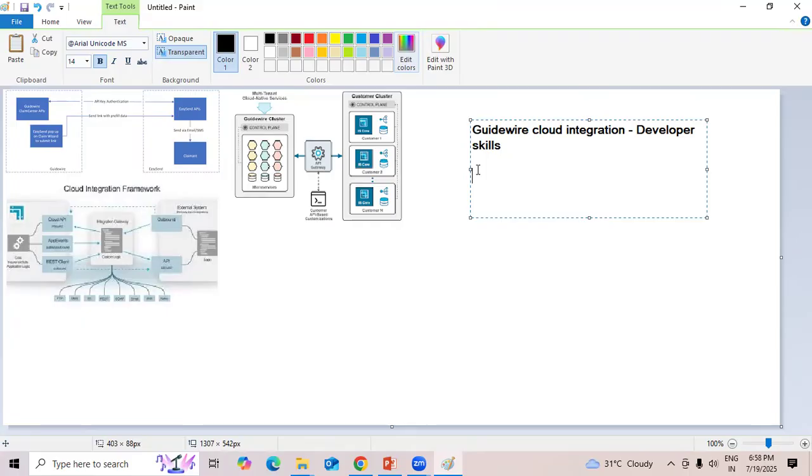So, when we are moving towards cloud integration, it's always important for us to understand the integration process. Okay, so what is the integration process and how are we transforming from old legacy systems to new Guidewire cloud applications, or from legacy to cloud, right? So when we are migrating, it's always important to understand the integration part as well.